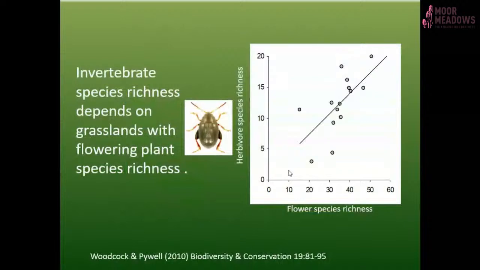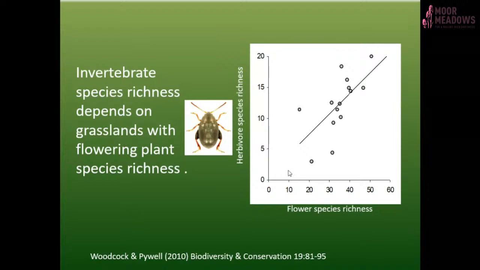This figure shows you invertebrate species richness, depending on the flowering plant species richness. It's a very clear relationship. What I put on the left-hand axis is herbivore species, and this includes things like grasshoppers, crickets, aphids, weevils, and such like. On the bottom axis is flower species richness, and there's a very clear relationship between herbivore species richness and our flower species richness.